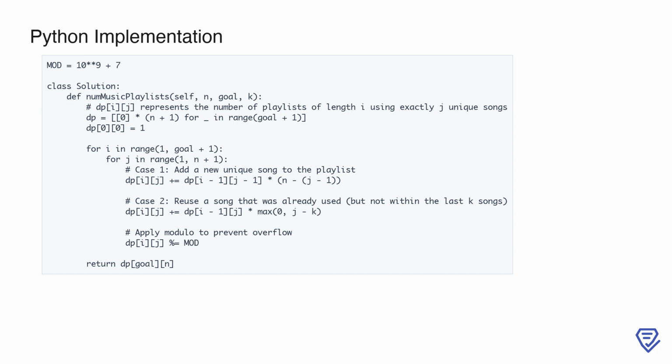2. Reusing an existing song: in this case, we add a song that has already been used, but it must not have been played within the last k slots. This contributes dp[i-1][j] * max(0, j-k) to the count, where max(0, j-k) ensures we only count valid reuses. The modulo operation, % mod, is applied to keep the calculations within the constraints of the problem. Finally, the result is stored in dp[goal][n], which represents the number of playlists of length goal using exactly n unique songs. The use of a dynamic programming table ensures that we compute the result efficiently, avoiding redundant calculations and adhering to the problem's constraints.